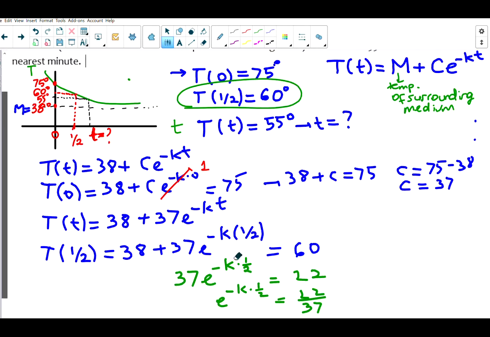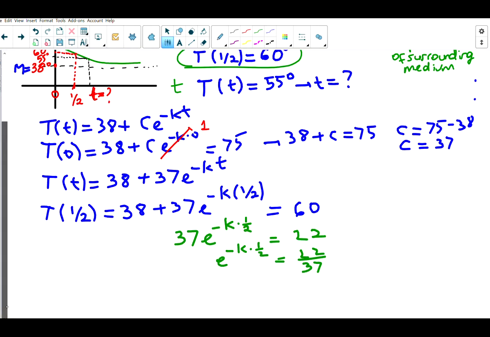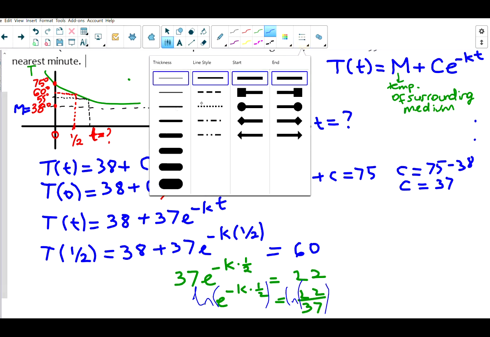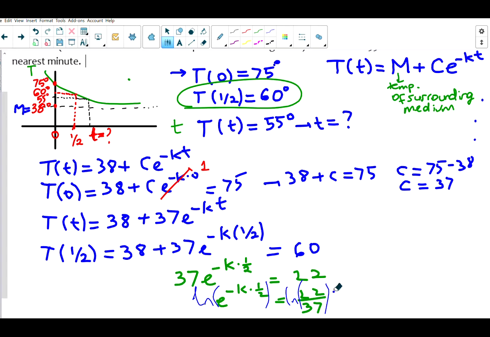So now to solve for K, I'm going to apply natural log to both sides. So natural log of this side is equal to the natural log of this side, right? Natural log of e to a power, ln and e, they cancel each other. You're going to have just the power, which is negative a half K. Let's call it negative K over 2. And on the right-hand side, we have ln of 22 over 37.